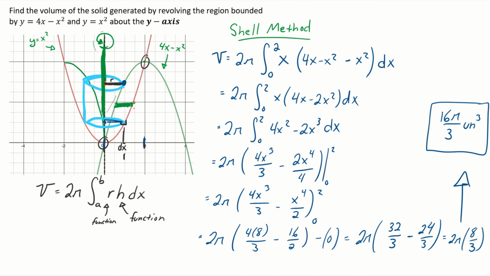Okay, I hope that served as a good introduction to the shell method. In the next video, I'll do it where we rotate this same region, except about the line x equals 4, which just adds a little bit to the radius. So you can check out that one for rotating about a non-axis.